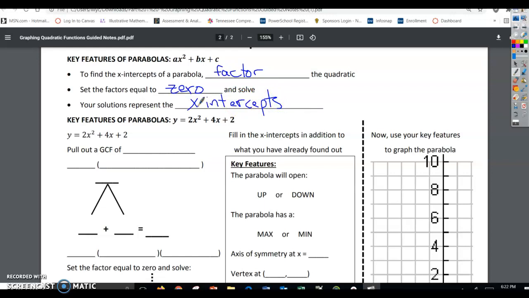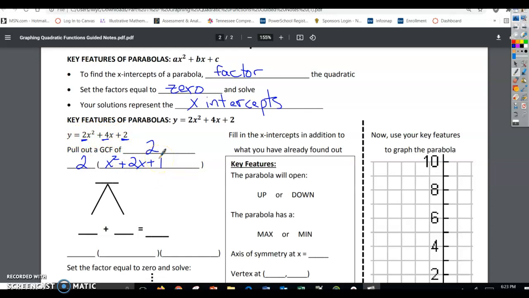All right, so the first thing we want to do for this function is pull out our greatest common factor. You can see that each term there has a greatest common factor of 2. So if we pull out 2, we're left with x squared, 2 goes into 4 2 times, and 2 goes into 2 1 time.